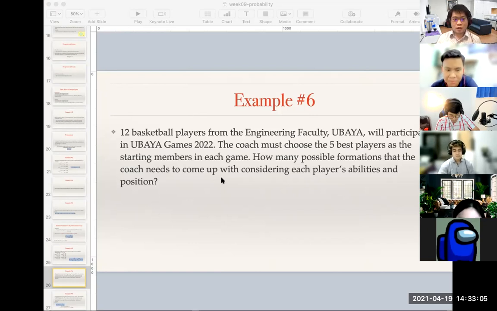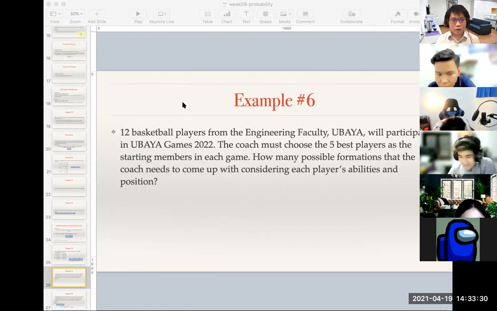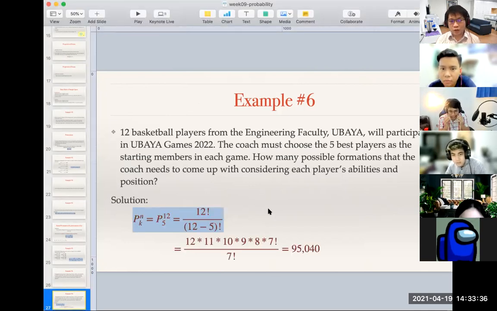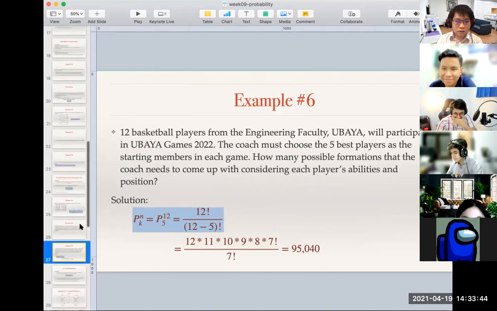So what is the number of formations that the coach needs to come up with? $95,040. Yeah, actually there's already the answer over there. It's fine. So after doing the calculations, thank you, Kathleen, you will get this number, 95,040.